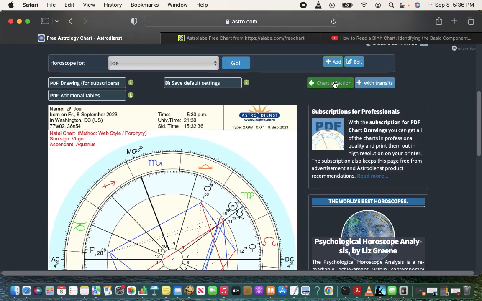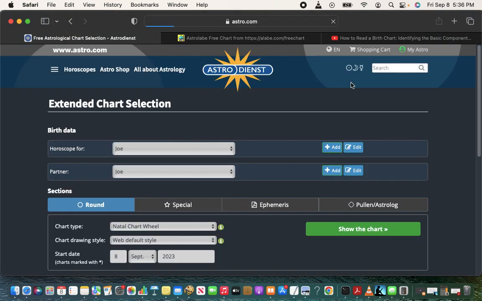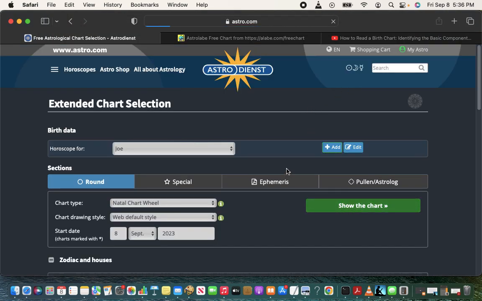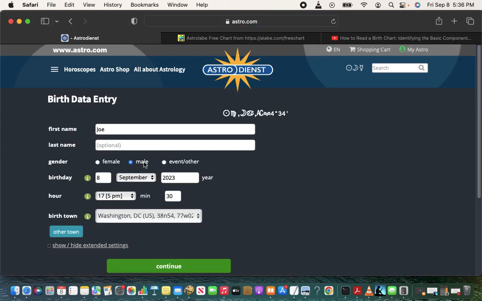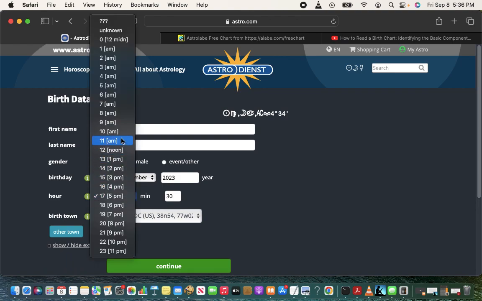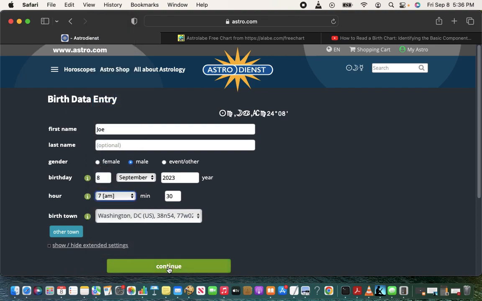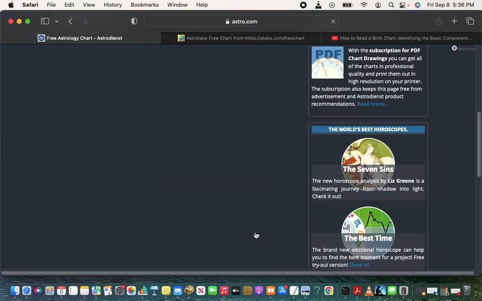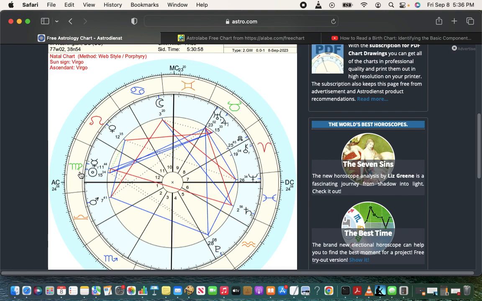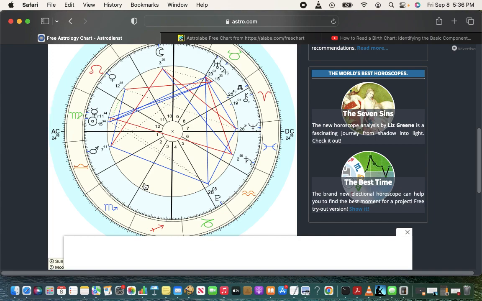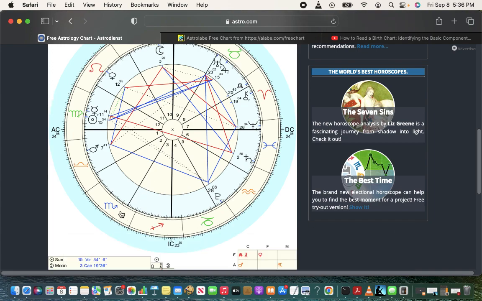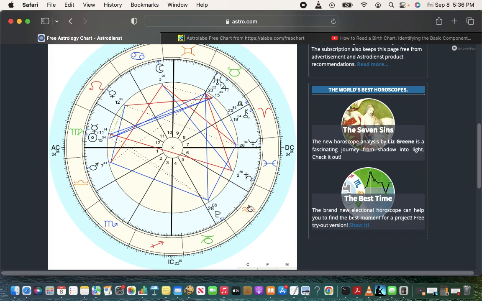Now these houses are going to change based on what time a person is born. So I can change the time here. We're at 5:30 p.m. Washington, D.C. We're going to change the time to 7 a.m. 7:30 a.m. And that gives us Virgo on the first, Libra on the second, Scorpio on the third, and so on. So those are the houses.